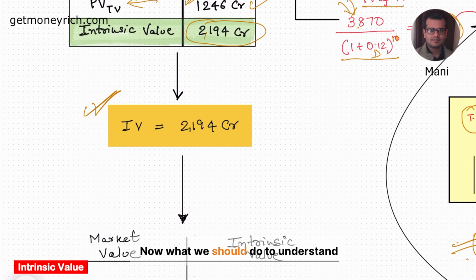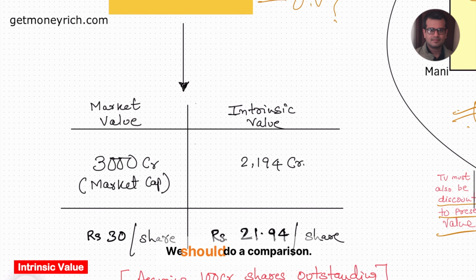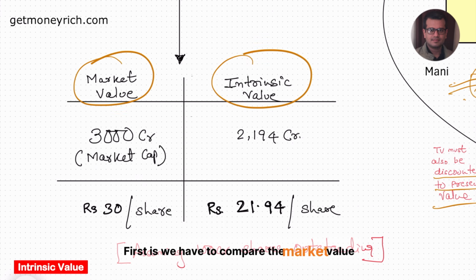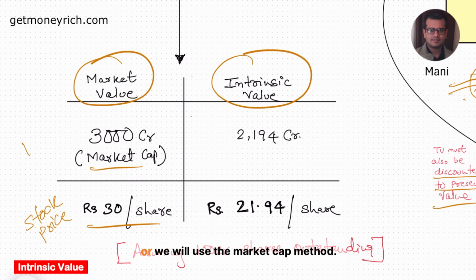Now what should we do to understand whether the company is undervalued or overvalued? We should do a comparison. We can basically do two types of comparison. First, we have to compare the market value of the company with the intrinsic value. Now to compare the market value, there are two ways we can do it. Either we will use the stock price method or we will use the market cap method.